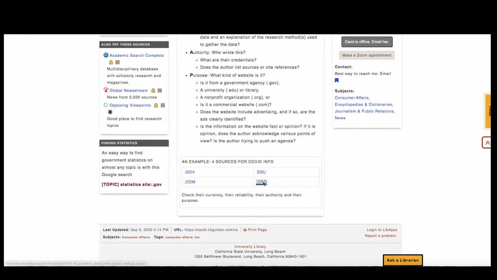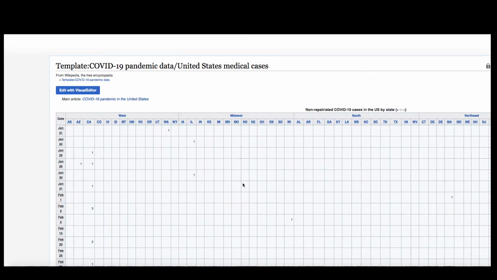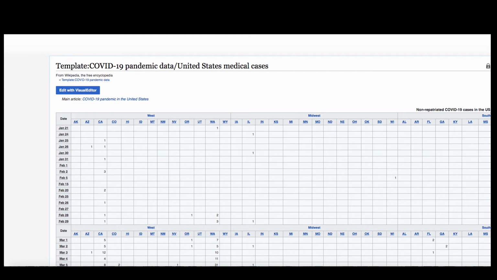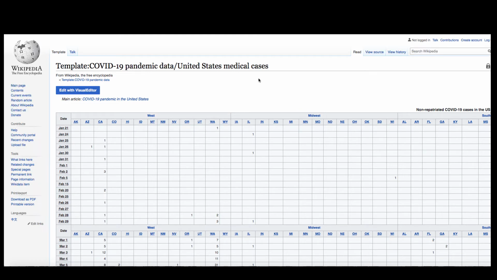Let's try .org. Okay, this comes from Wikipedia. Wikipedia is a nonprofit. Okay? We all know that Wikipedia can be very helpful. We also know that Wikipedia can be edited by just about anybody.